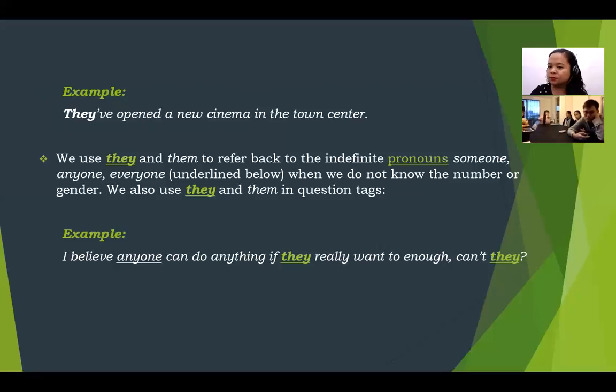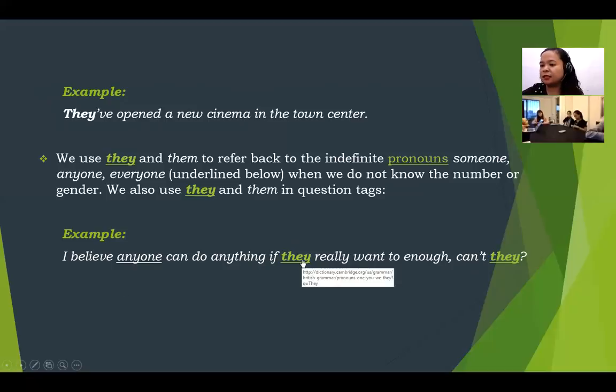"I believe anyone can do anything if they really want to, can't they?" Yes. As you can see here, there is a tag question. So "can they?" is changed into "can't they?" So we also use "they" to refer to indefinite pronouns, someone or anyone. So here we use anyone, everyone, or someone.